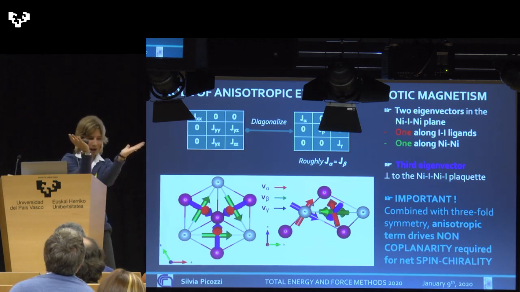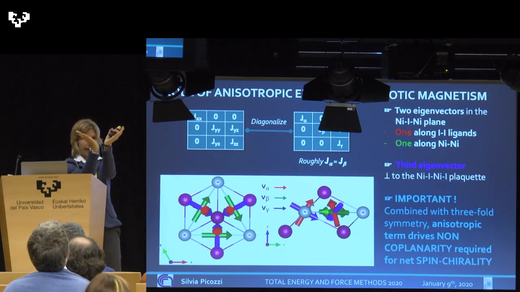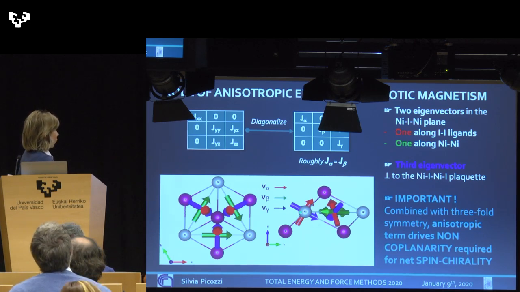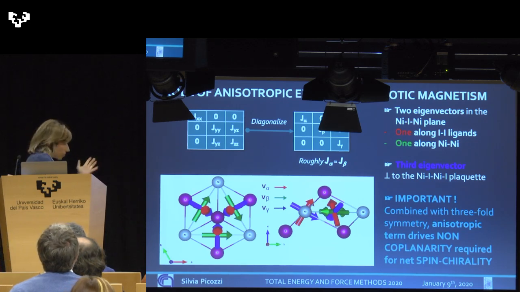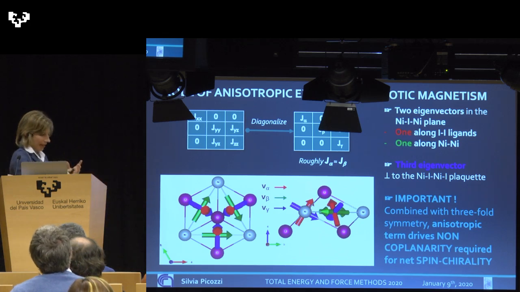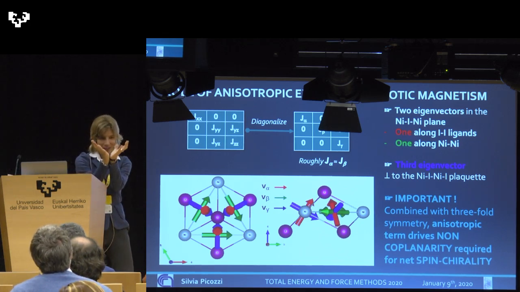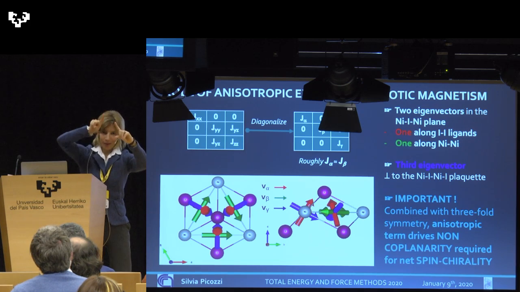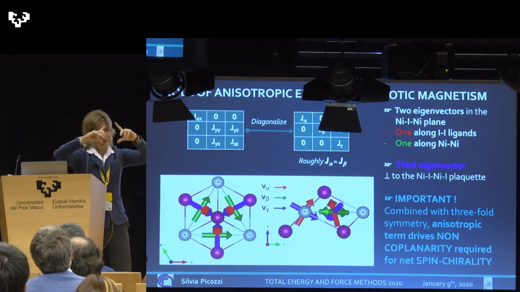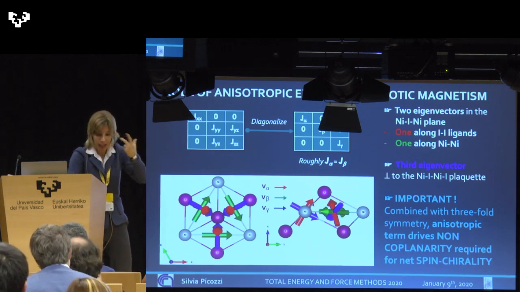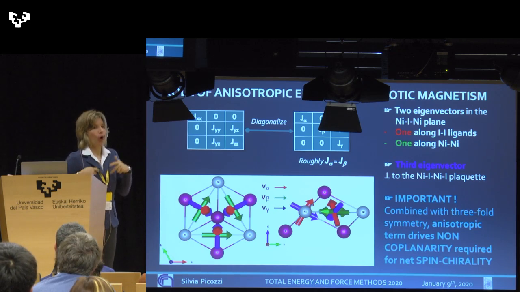So the plaquettes are somehow, if this is the layer, bent in a triangular shape. One eigenvector is oriented along nickel-nickel, the other one is oriented more or less around iodine, and the third one is, of course, perpendicular. But then you have 3 plaquettes, so the arrangement is such that the eigenvectors point towards the center of a triangle, which gives not only non-collinearity, but non-coplanarity.